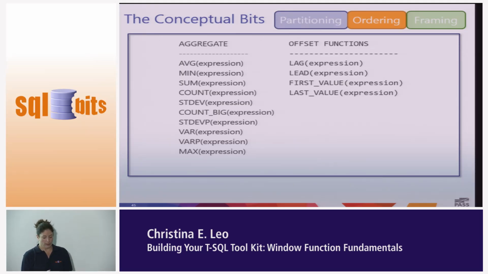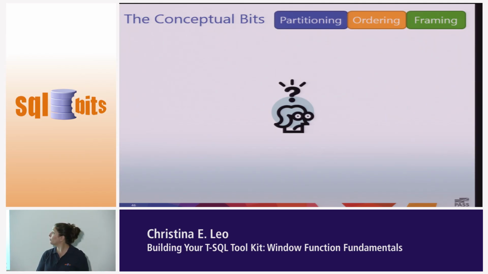So takeaway here is to explicitly define your frames, and that way you don't have any surprises when your data comes back. So again, we'll look at how we work with this in the demos. Any questions on the conceptual bits before we go to the code? Okay.